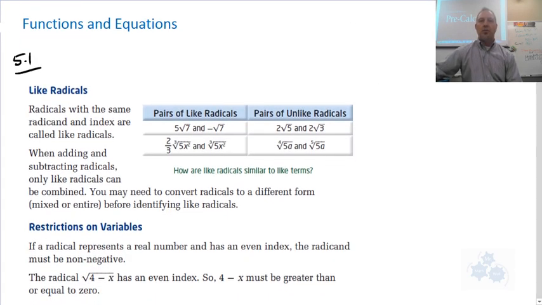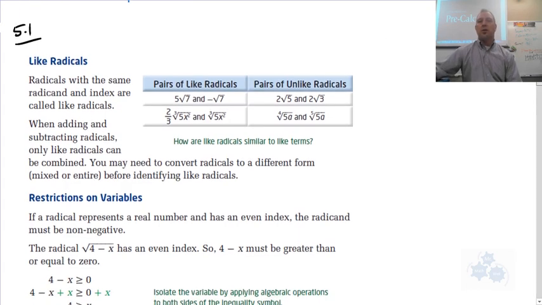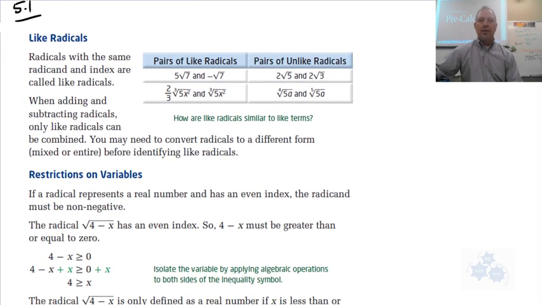Okay, chapter 5, we're talking about functions and equations again. Let's talk about radicals. Radicals are things like 5 root 7, negative root 7, or cubed root of 5x squared. Wherever you have a square root or a cube root or that little root sign, that's a radical. And we can work with radicals.